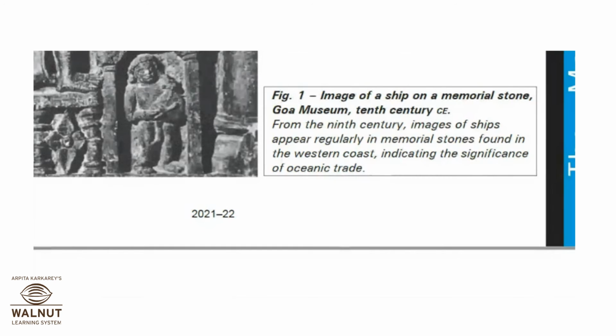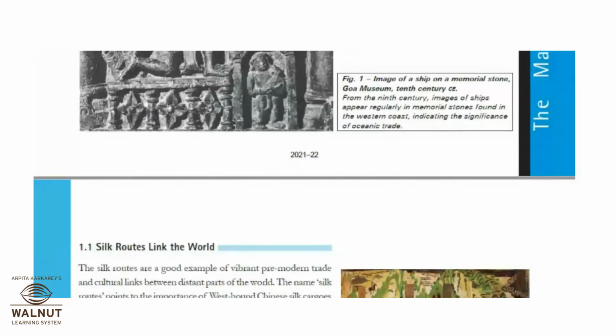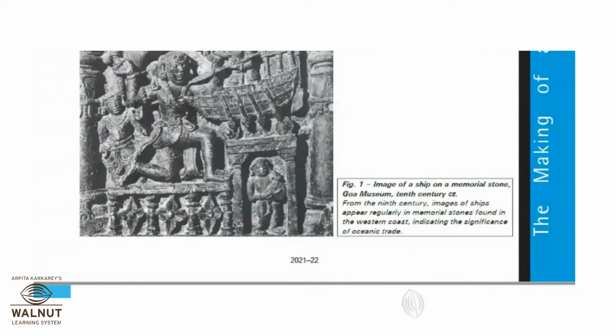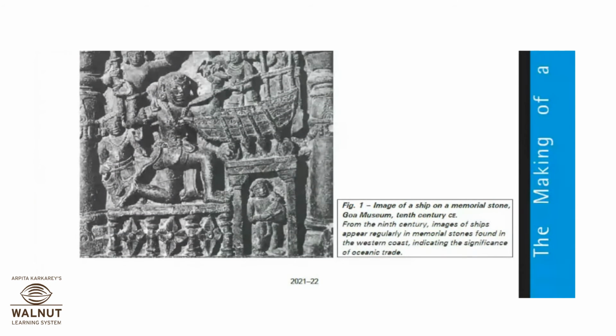Like Figure 1, it shows an image of a ship on a memorial stone; let me zoom in so that you know what we are talking about. You can see the ship, or a boat, here. Image of a ship on a memorial stone, Goa Museum, 10th century. From the 9th century, images of ships appear regularly in memorial stones found on the western coast, indicating the significance of oceanic trade. So oceanic trade took place right from the 9th century, and this is the evidence of it.